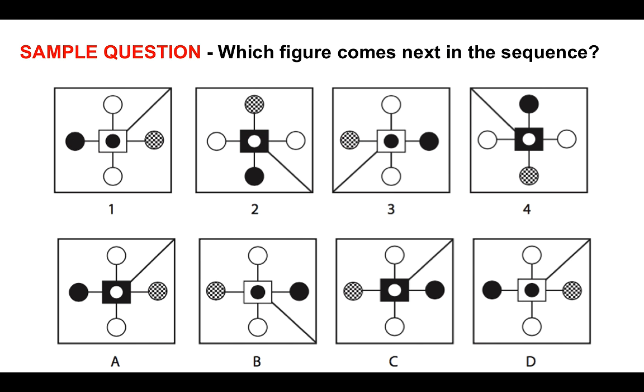So if we look at the options presented, A, B, C or D. Now, knowing what we know so far, we're going to be looking for a diagonal line there because it's rotated 90 degrees, and also that checkered circle needs to be in that position there. On that basis, we also need to know that we're going to be looking for a white rectangle with a black circle.